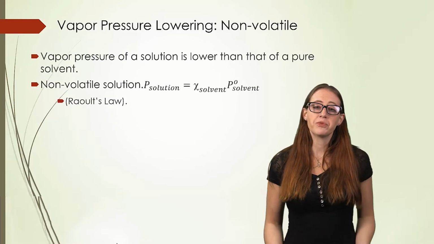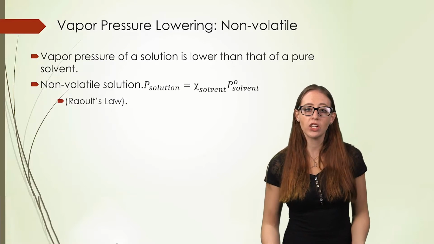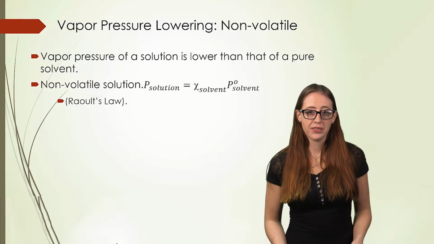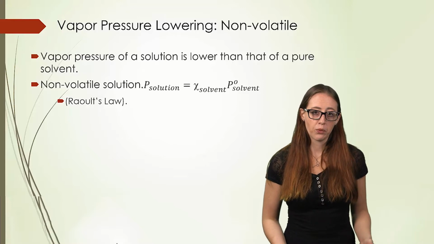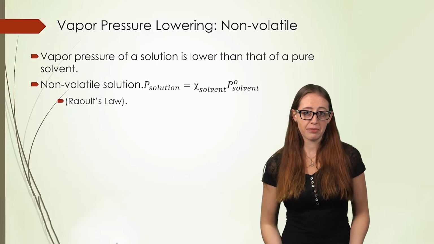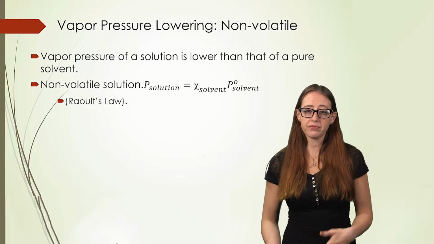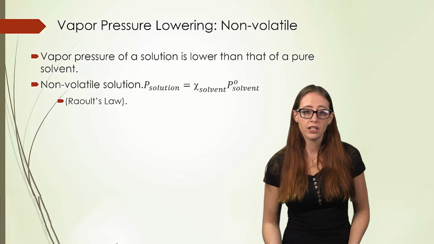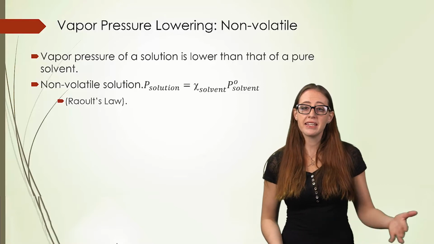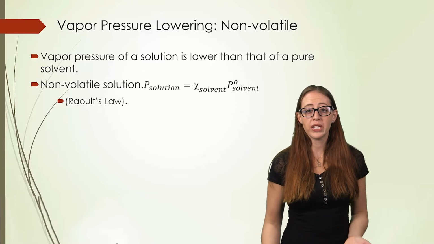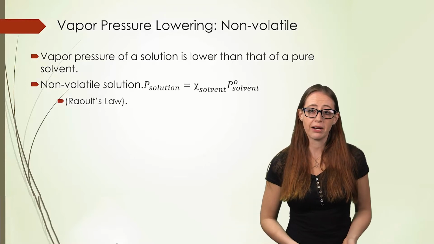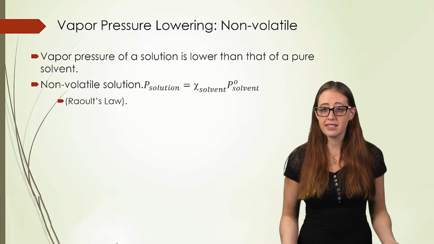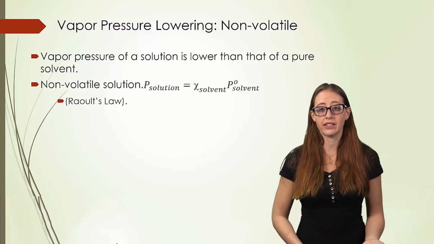When you add a solute to a pure solvent, the vapor pressure is lower than that of a pure solvent. For a non-volatile solution, this is a relatively simple calculation, where the vapor pressure of the solution is simply the mole ratio of the solvent times the vapor pressure of the pure solvent. And this is called Raoult's law. So thinking about what this means, as the amount of solute goes up, the mole ratio of the solvent goes down, and therefore the vapor pressure goes down too. This should make a degree of sense, since the more solute there is, the less solvent there is.